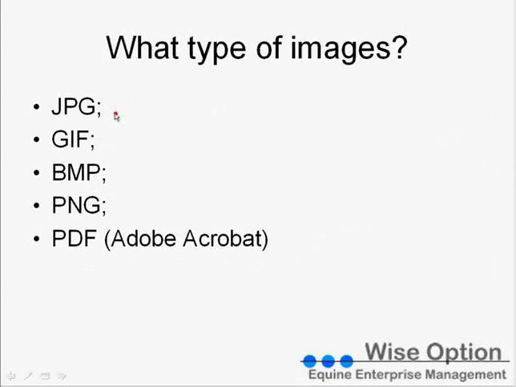What are the types of files you can import in WiseOption? JPEG, JPG, GIF. Some people say GIF, some people say GIF. BMP, PNG, and also, that's a nice thing, you're going to have the chance to store your documents, the Adobe Acrobat PDF files.